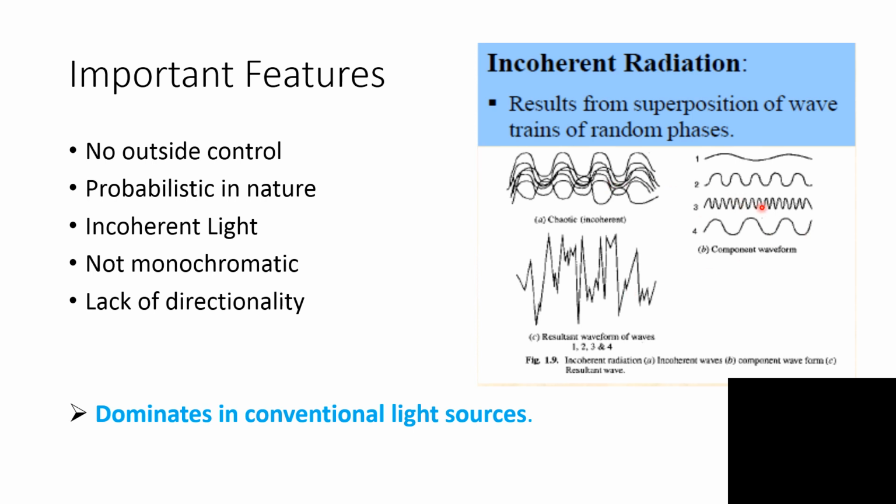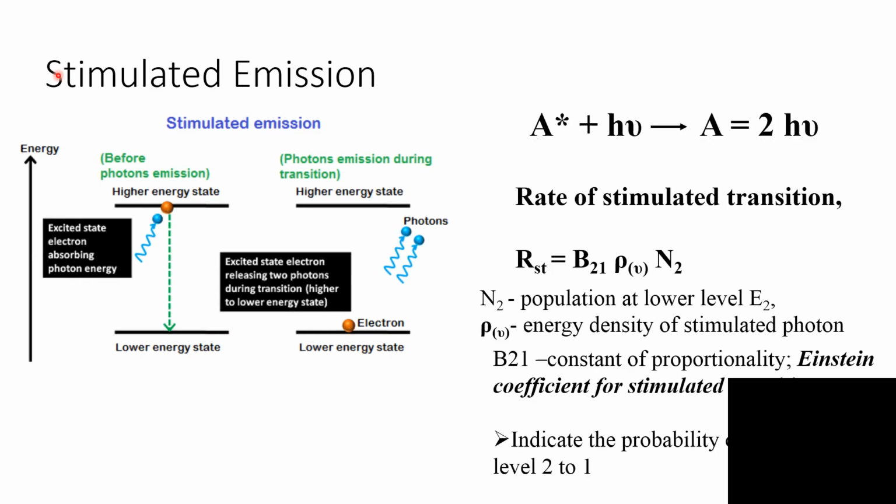And when these waves of different wavelengths superimpose, you get a wave like that. So it will be random and in all directions. So spontaneous emission dominates in a conventional light source. Here we have stimulated emission.